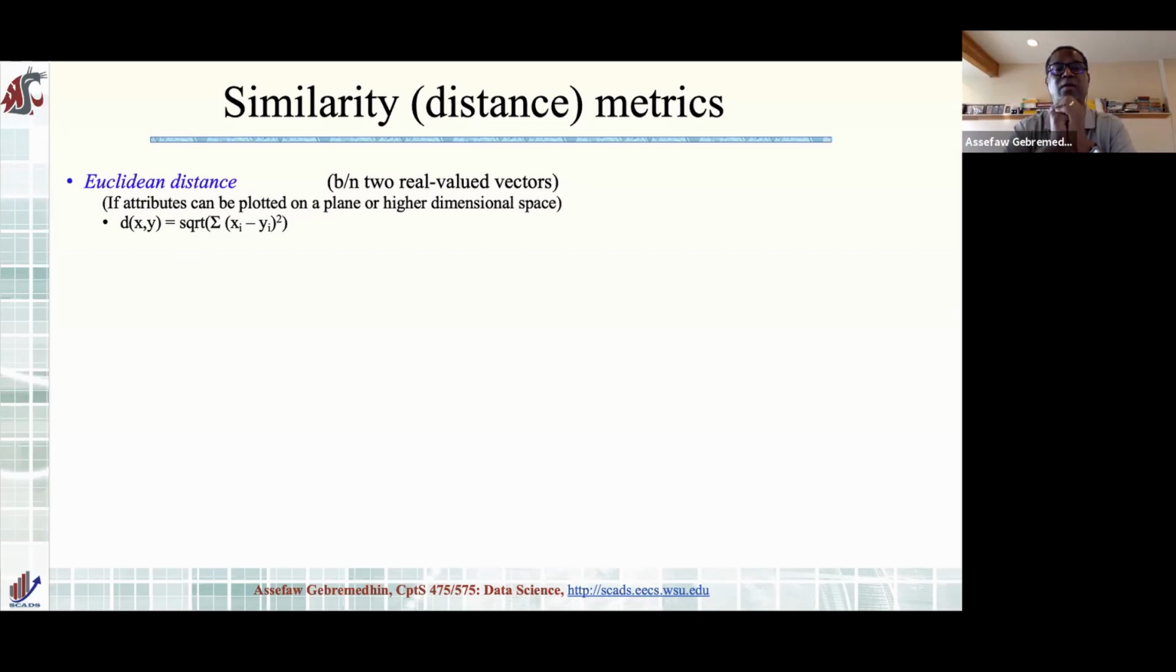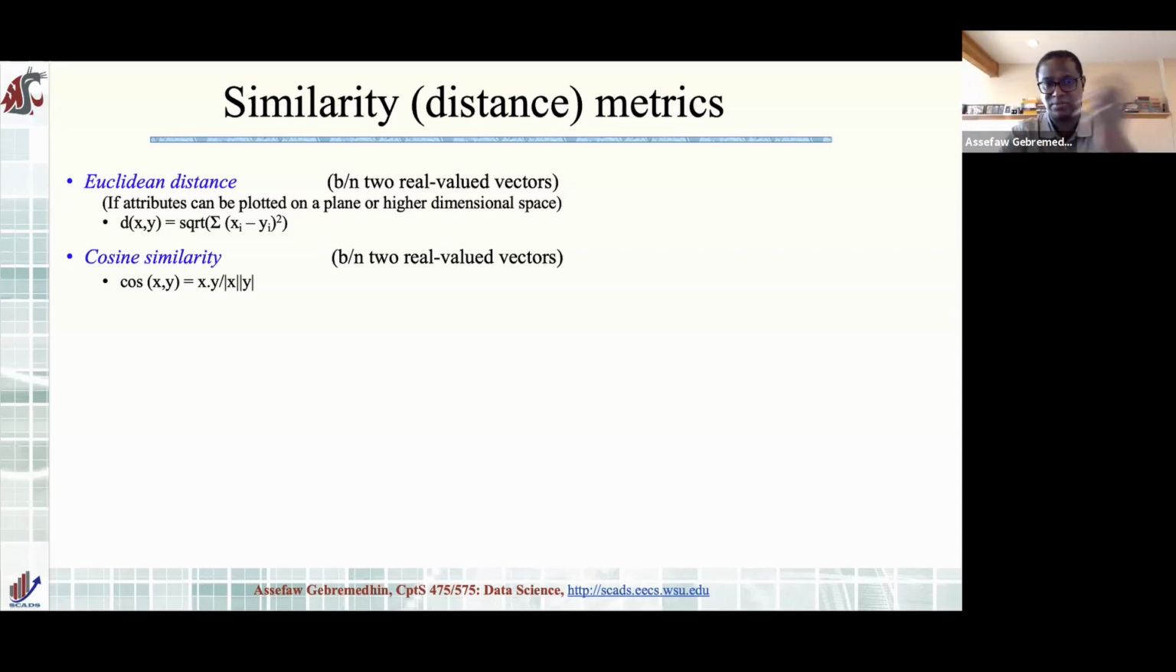And this will be used whenever you have attributes that can be plotted on a plane or in higher dimensional space, okay? What about other things? You still have two real valued vectors. Euclidean distance is the most common one to use, but there are other things you could do. One of the more common ones, again when you have real valued vectors, is to use something called cosine similarity. You will notice some of these metrics that I will be discussing are termed in terms of distance. Others are termed in terms of similarity. And I've told you about the inverse relationship between them. When things are similar, the distance between them is small. When things are far apart, they are dissimilar.